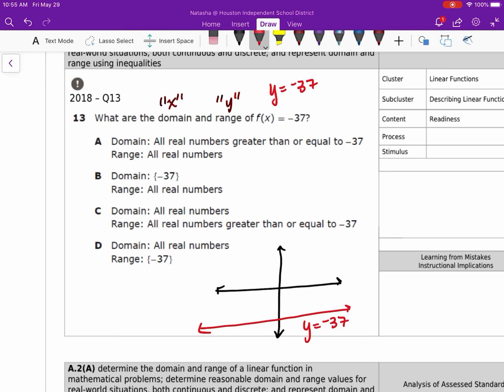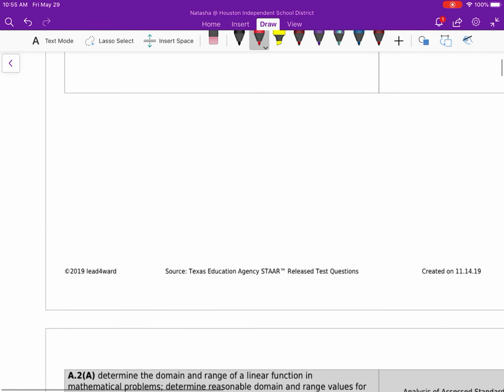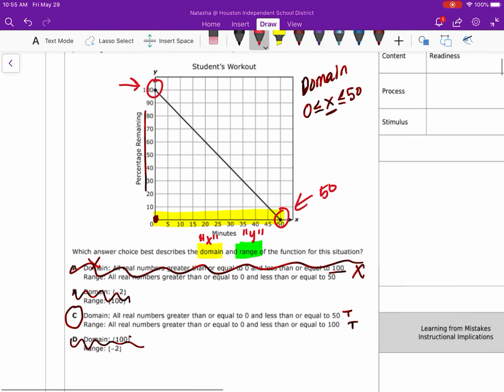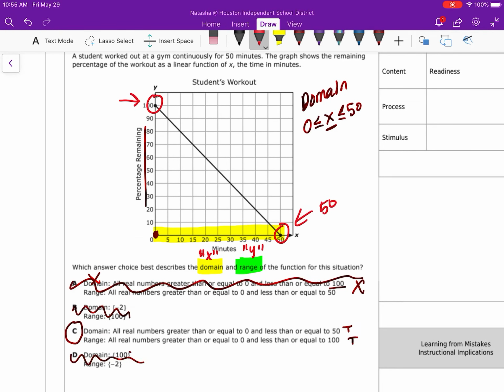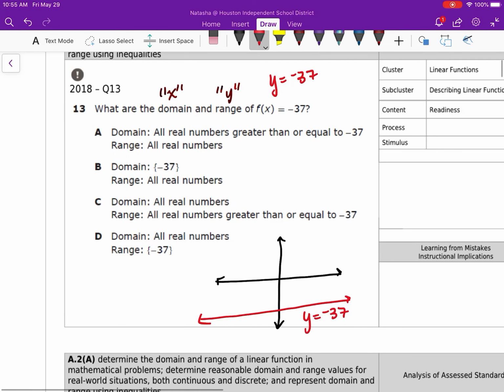Okay, now let's talk about our domain. Whenever we have a function and we're not limited by our domain and range like we were in this first question, where we had limits, a defined limit at 100%, 0 to 100, and a defined limit at 0 to 50 for our domain. Okay, well, a general function, an abstract function defined by an equation, does not have a defined limit. So what that means is that my domain is going to be all real numbers.